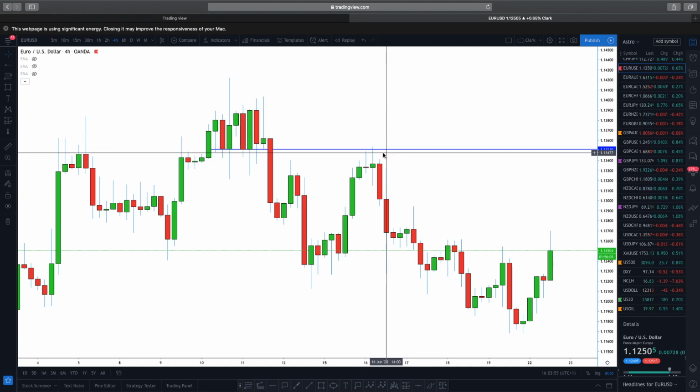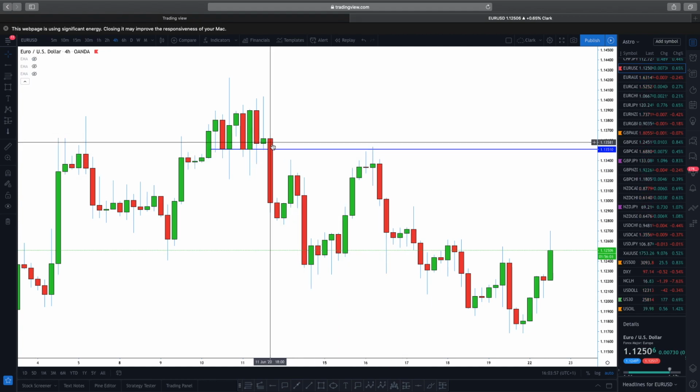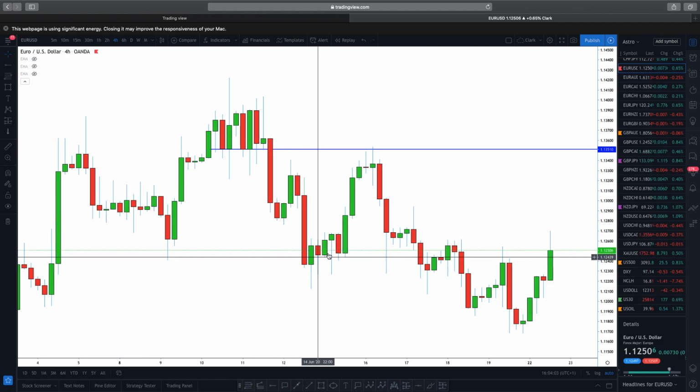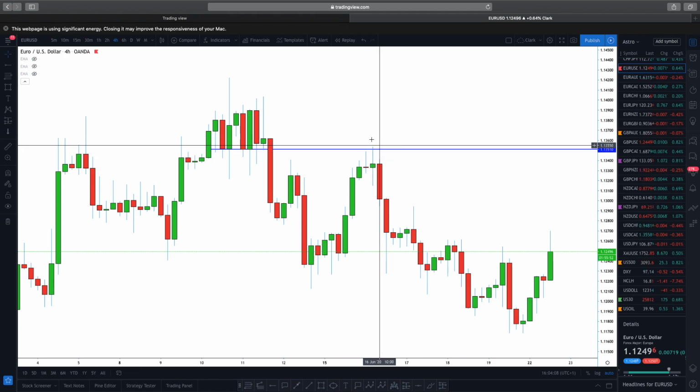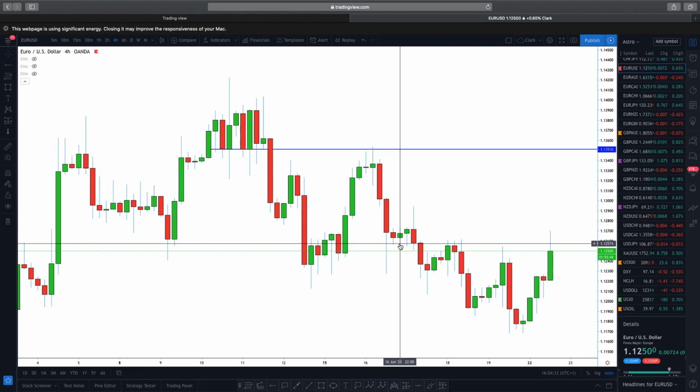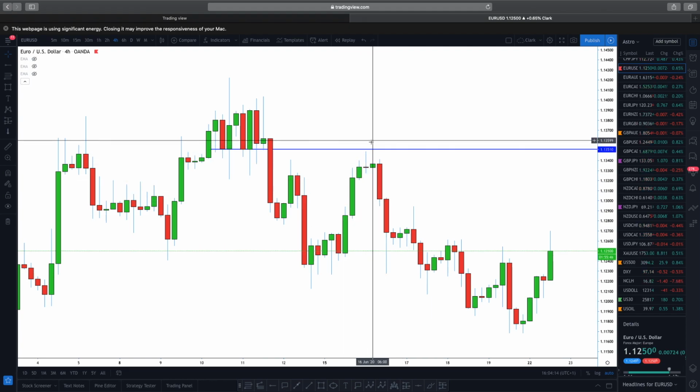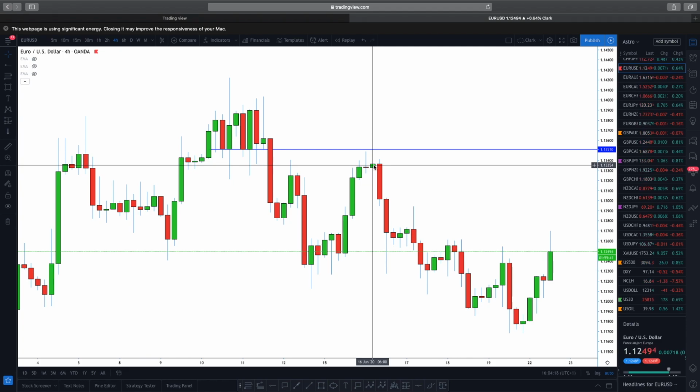So you have two entry options here. One, on the break of that line, you can enter somewhere throughout that 4-hour candle, or you can enter when it retests the line. So a retest means it comes up and touches and rejects it and then continues downwards. So you're going to want to enter somewhere on this candle on that 4-hour rejection.